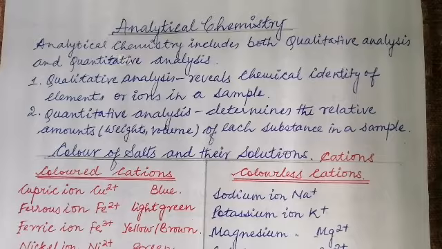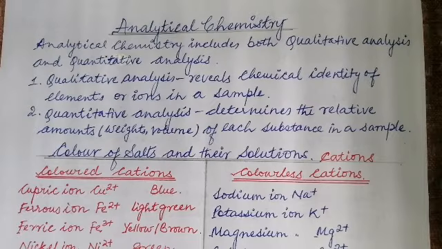Now, what do you understand by the term qualitative analysis? Qualitative analysis reveals chemical identity of elements or ions in a given sample, whereas quantitative analysis determines the relative amounts of each substance in a given sample. That means you're going to calculate weights or volume.